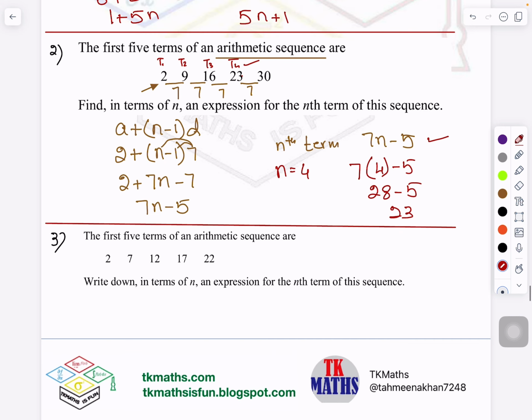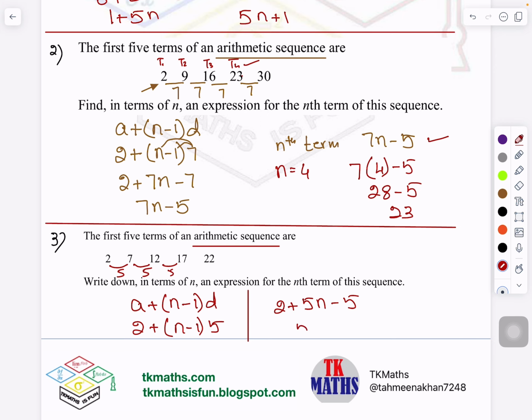Now let's do this last one. It is an arithmetic sequence. What is the difference? 5. So I think it is fine. Your first term is 2. Don't forget to write the general formula for the arithmetic sequence. a is 2 and the difference is 5. So it will be 2 + 5n - 5. So 5n minus 3, because 2 minus 5 is minus 3.